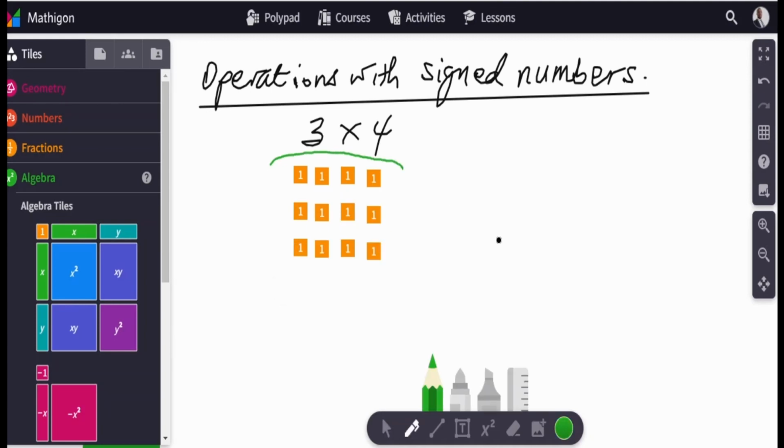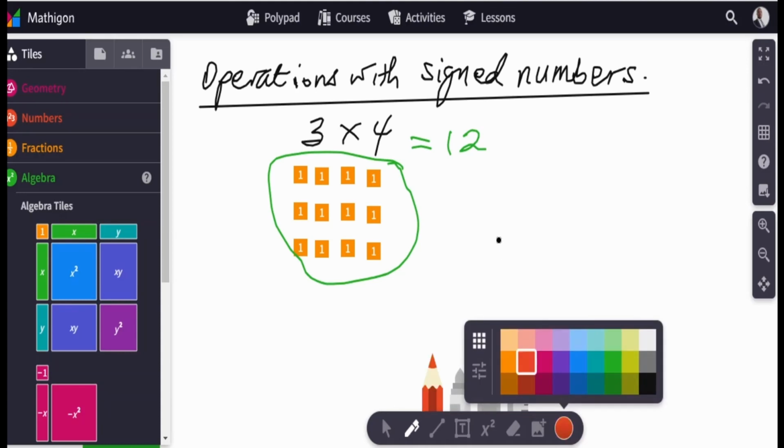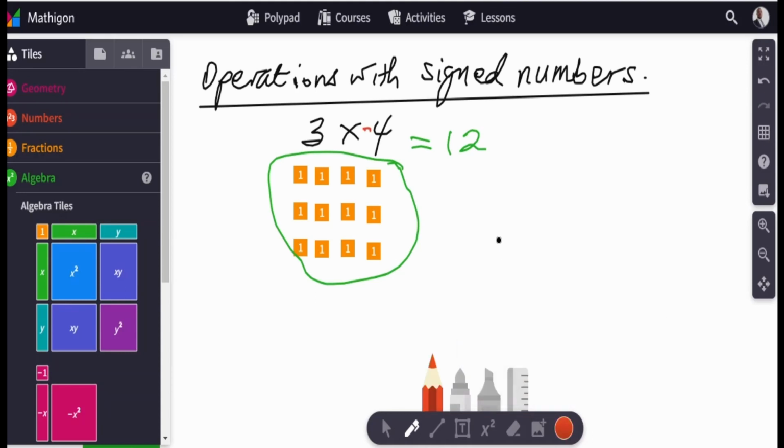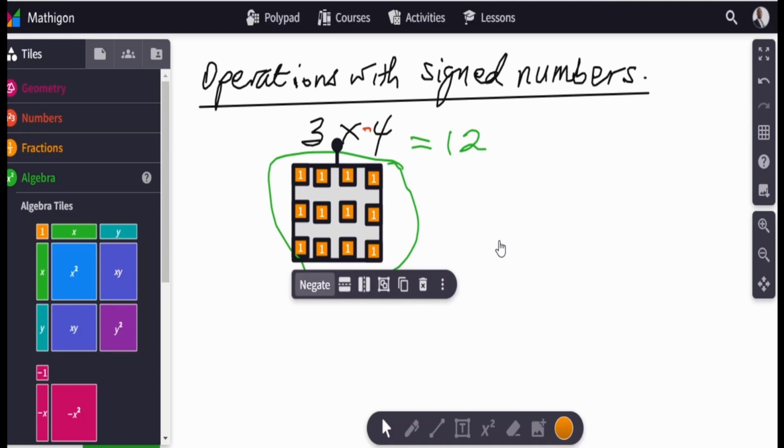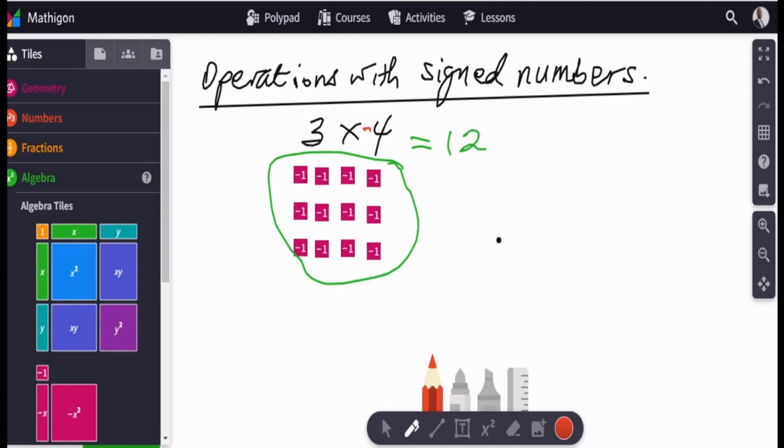And that gives us 12. So 3 times 4 equals 12. But in a case where we have our factor to be, say, -4, all we need to do will be to flip all our tiles to be 3 groups of -4 tiles, and that would simply give us -12. So that is it.